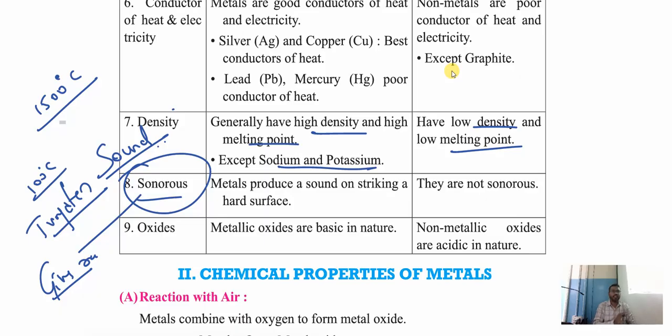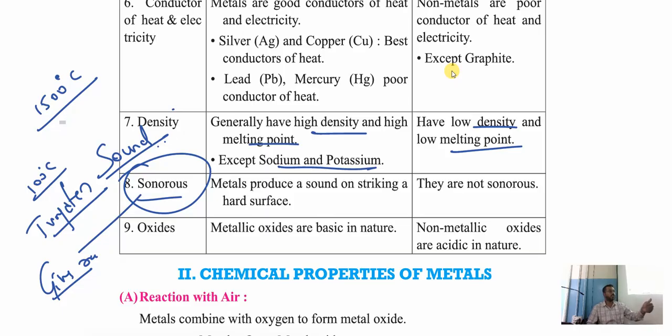When it strikes some other substance, it makes the sound. When it touches some other surface, it makes the sound. So metals produce sound on striking any hard surface. Whenever it touches any hard surface, it makes sound.